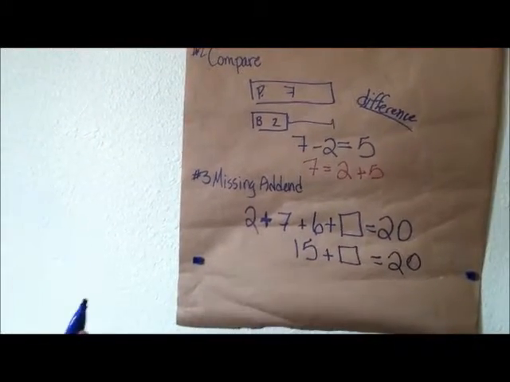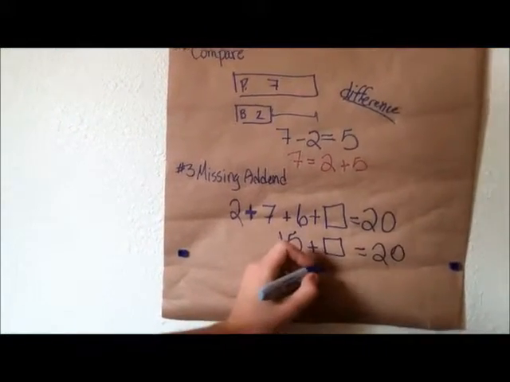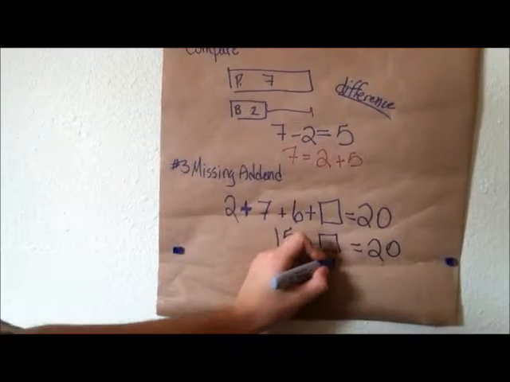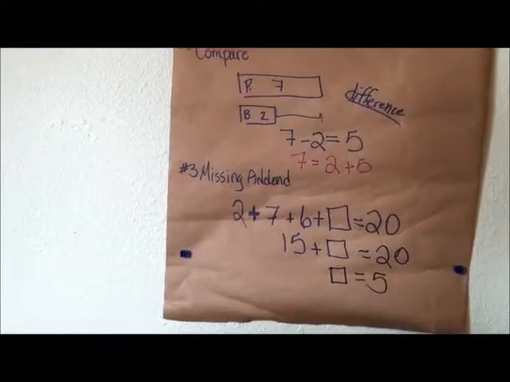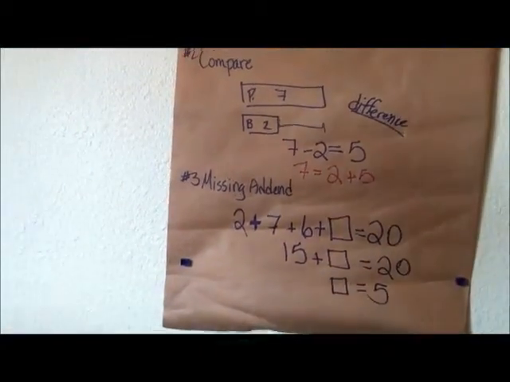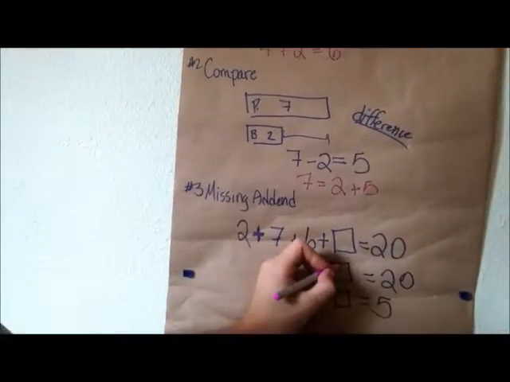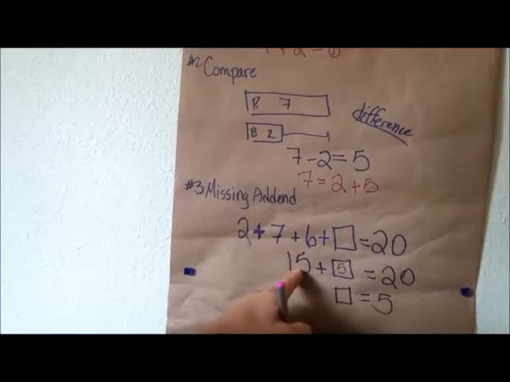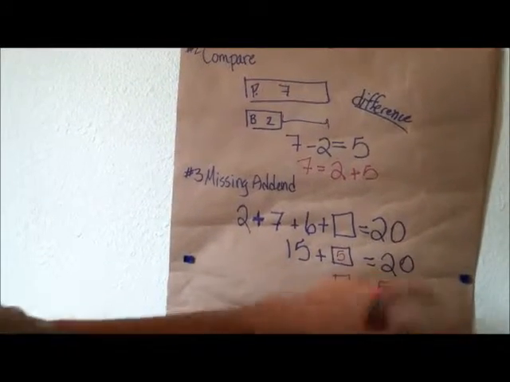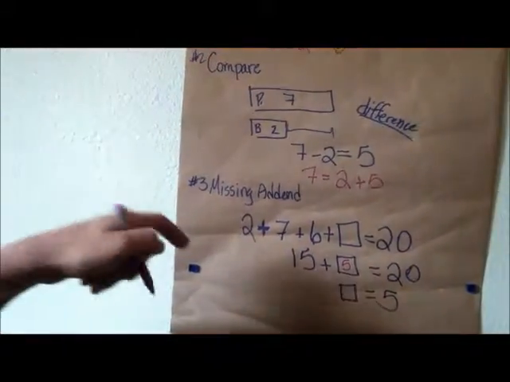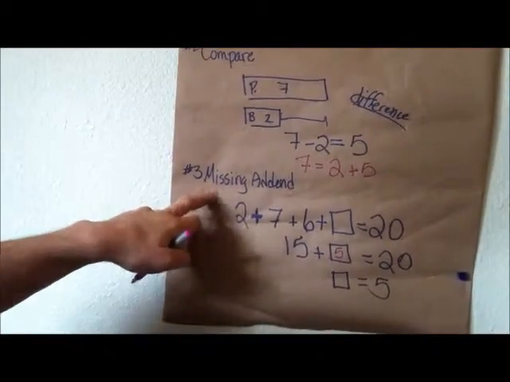You can probably tell what the answer is going to be right away. 15 plus something equals 20. Well, that something has to be 5. And we can plug that in and check it. So let's plug in 5 in the box. 15, 16, 17, 18, 19, 20. It's 20. So this is how you can solve a missing addend piece.